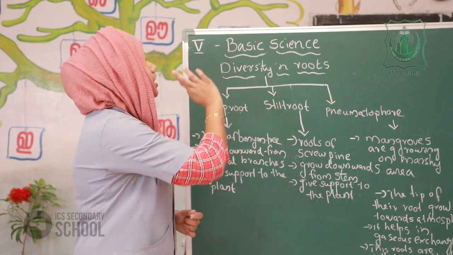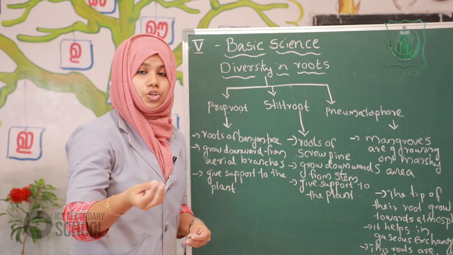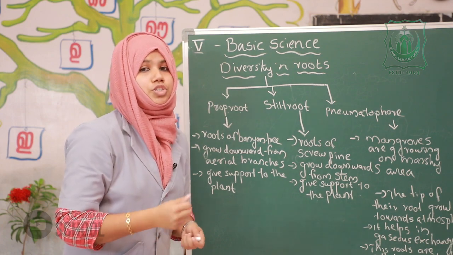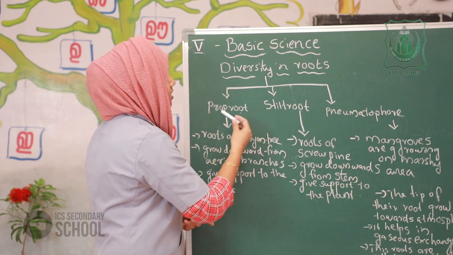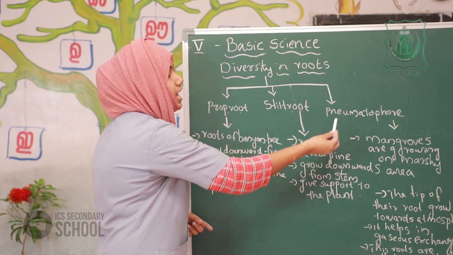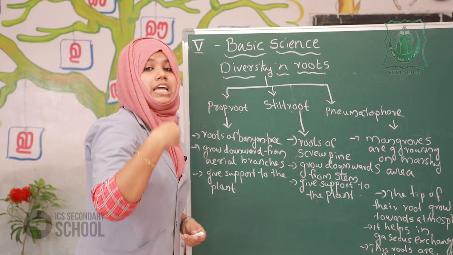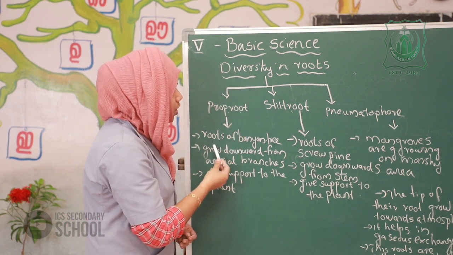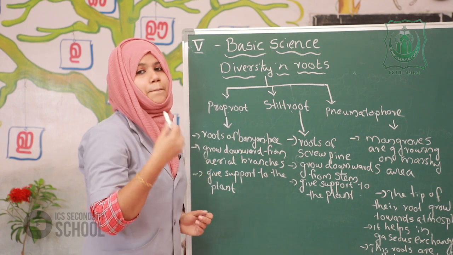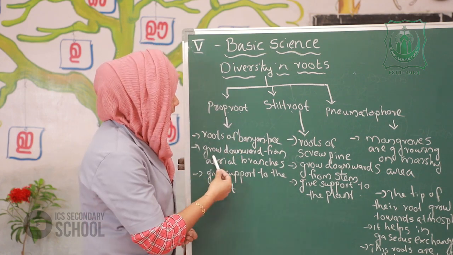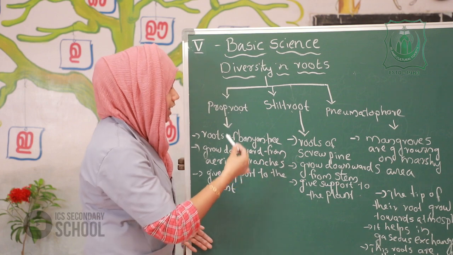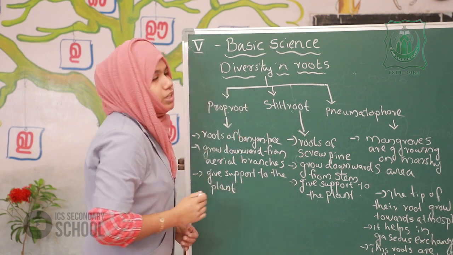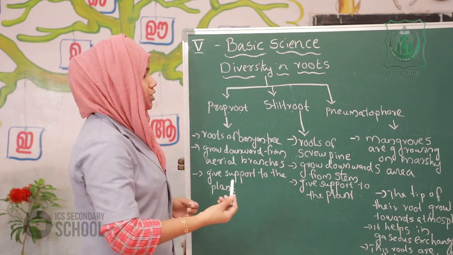So you got it? The main function of root is to absorb water and minerals, but it also gives support to the plants. The supporting roots are the prop root and stilt root. And what is the function of a pneumatophore? It helps in gaseous exchange. You can revise it. Prop roots are the roots of the banyan tree. They grow downward from aerial branches, meaning upper branches, and give support to the plant.